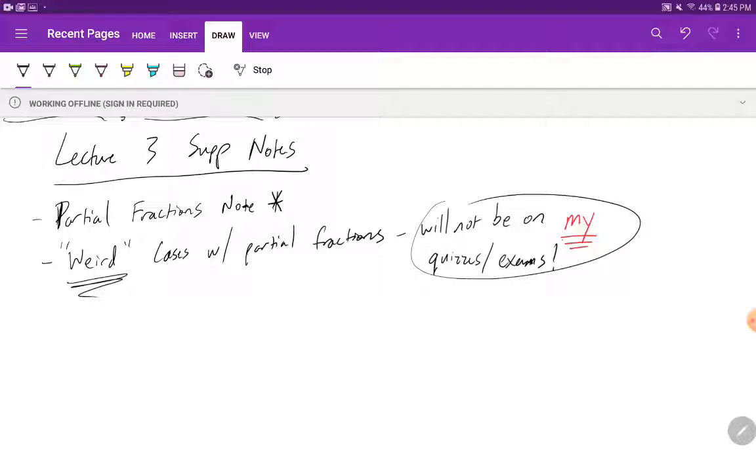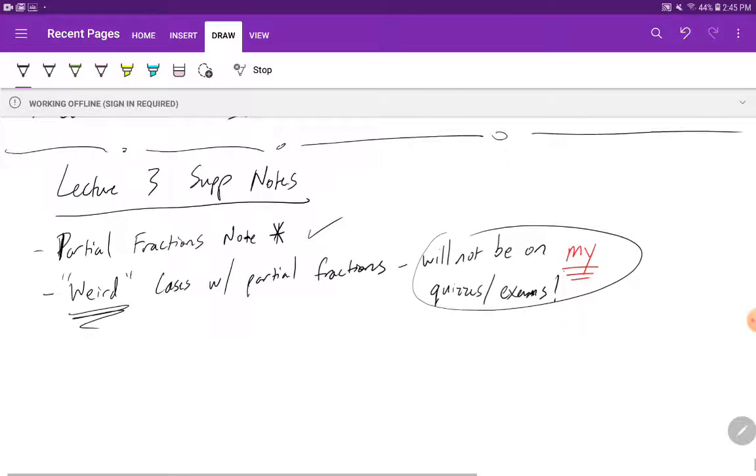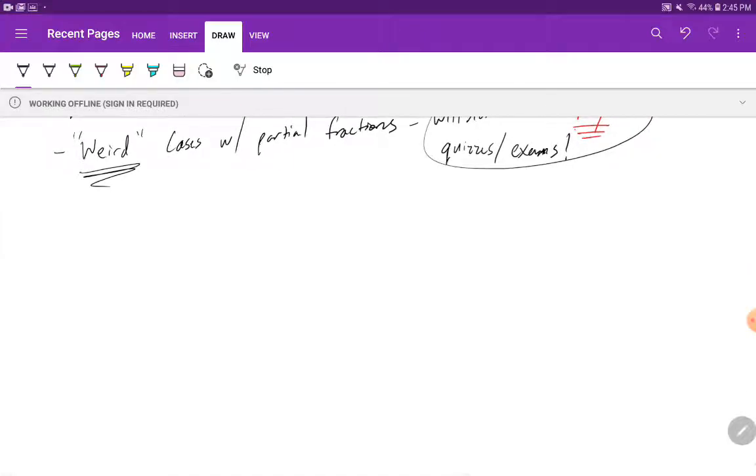All right. So the one note I wanted to talk about first is that example again, the one that we covered during lecture. I'll jump to the part where we were solving for a and b. 7x minus 13 is equal to a times x plus 1 plus b times x minus 3.